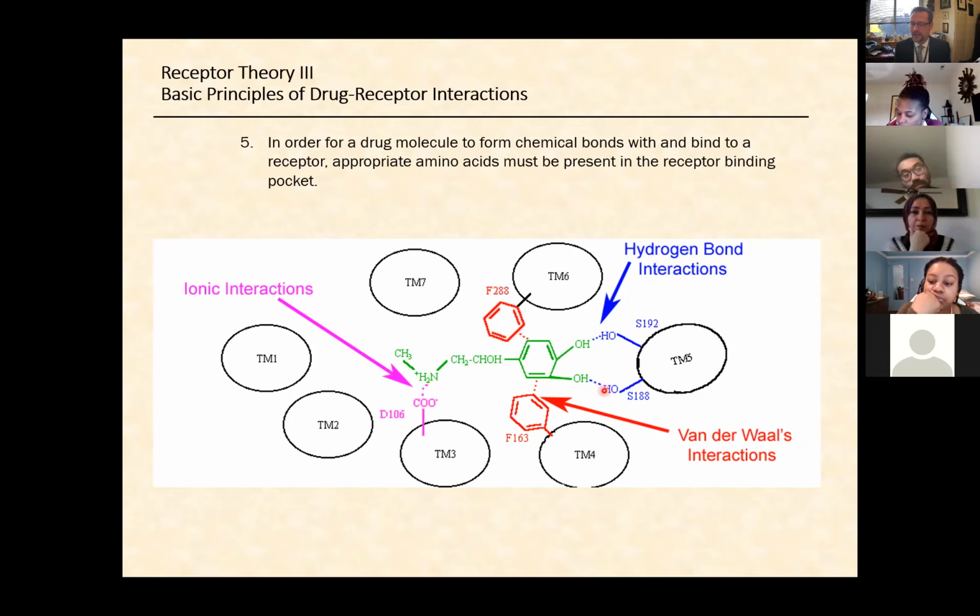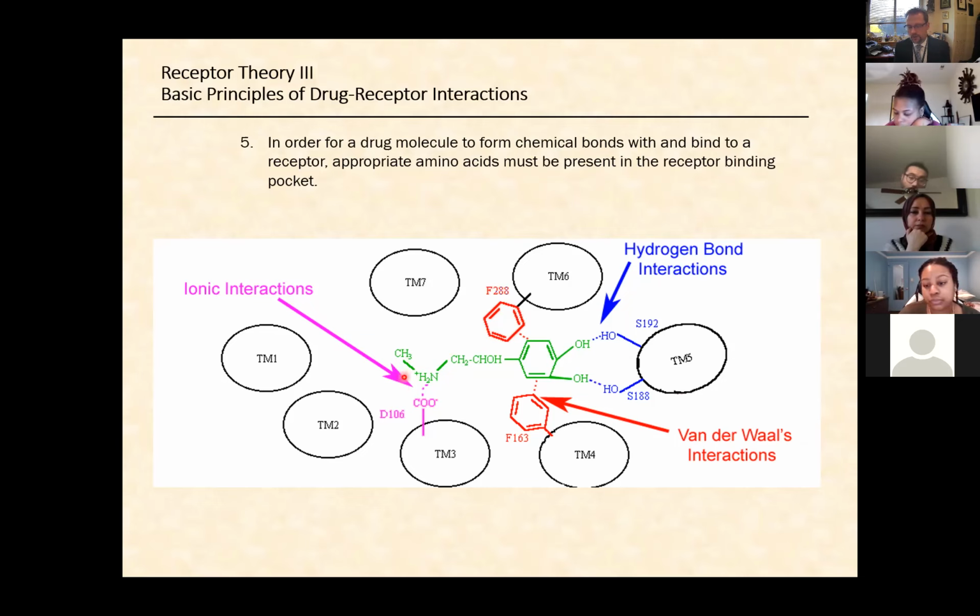Anybody want to hazard a guess what this is? Got the catechol ring here, right? Beta and alpha carbon. Anybody? Is it epinephrine? It's epinephrine. Absolutely. Very good. So what we're showing you here are the chemical bonds that form between epinephrine and a beta-2 receptor. And look at all of these.